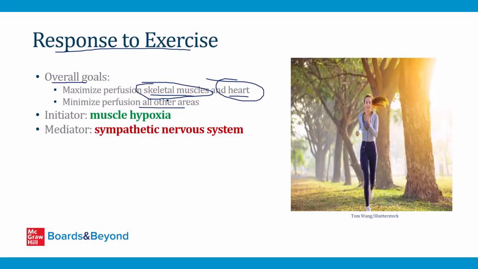The main initiator for the entire body response physiologically to exercise is muscle hypoxia. When you begin to exercise, you consume oxygen in the blood vessels in your muscles. That leads to hypoxia, and that initiates the body's response to exercise. And the main mediator that causes all the physiologic changes associated with exercise is the sympathetic nervous system.